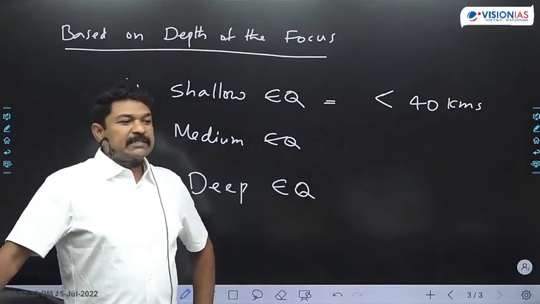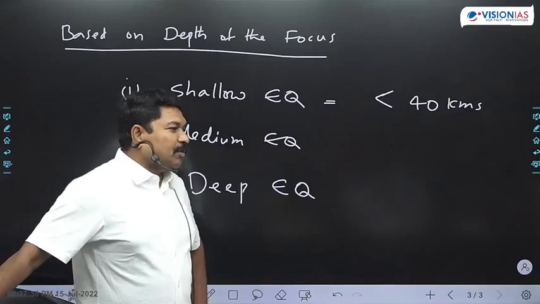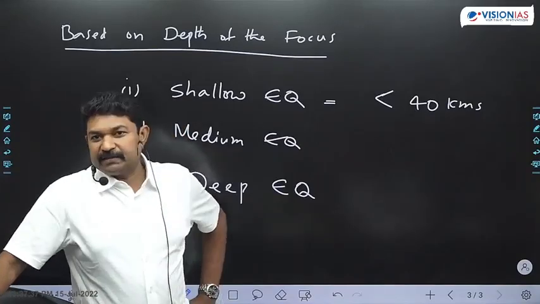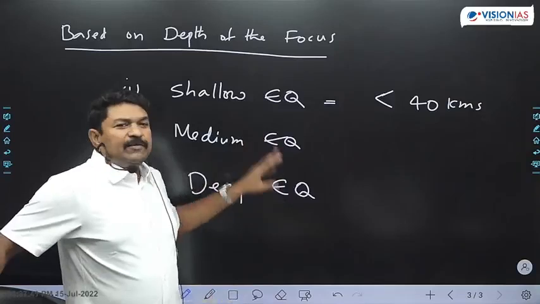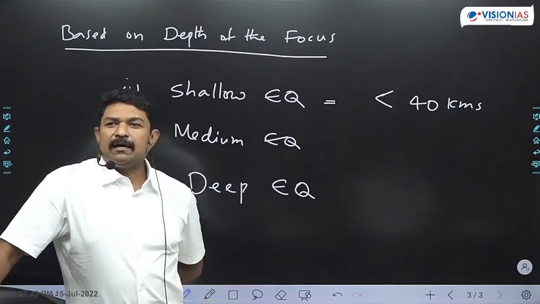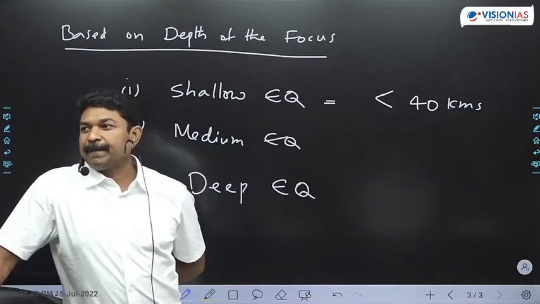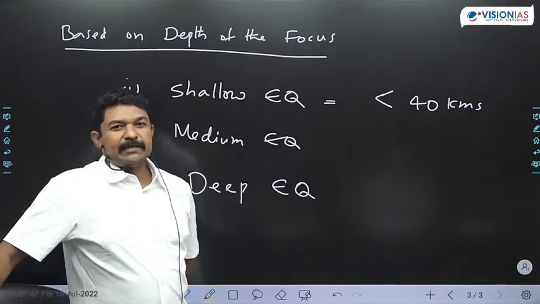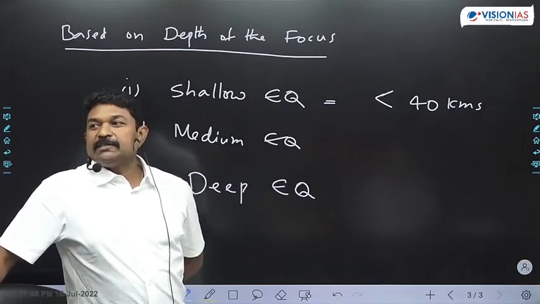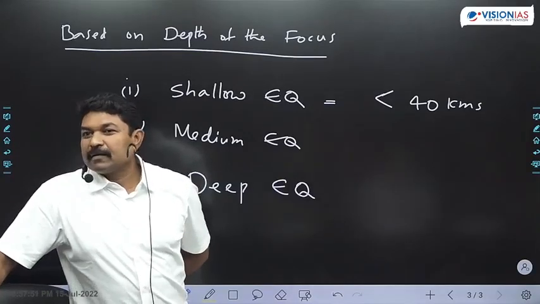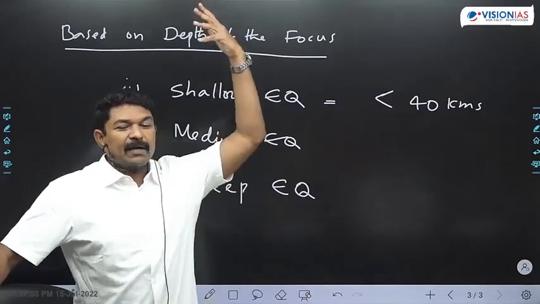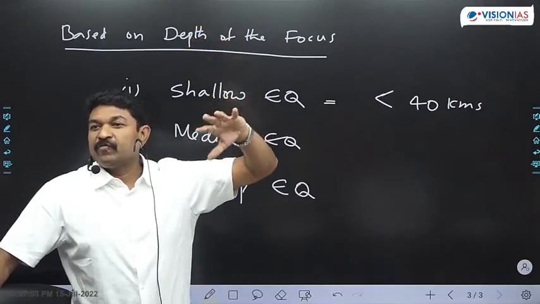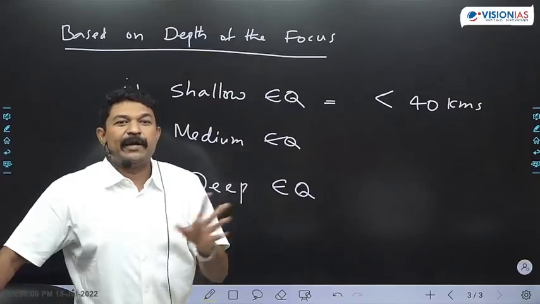If the focus is less than 40 kilometers of depth from the surface, it is called a shallow earthquake. Out of these three, which can have the very intense intensity? Which is deadly dangerous, shallow or deep? Shallow. Why? Very close to the surface. Within no time, the energy waves come onto the surface with greater intensity and create great destruction.